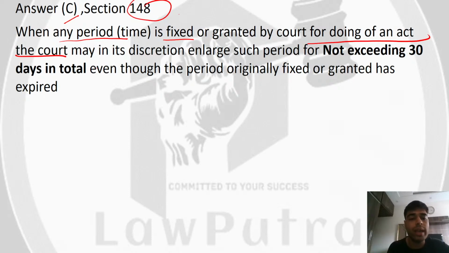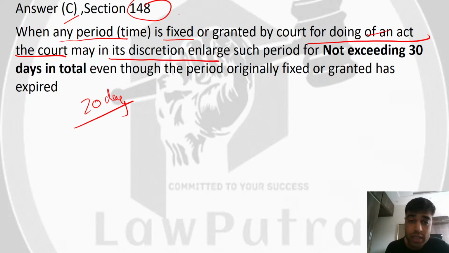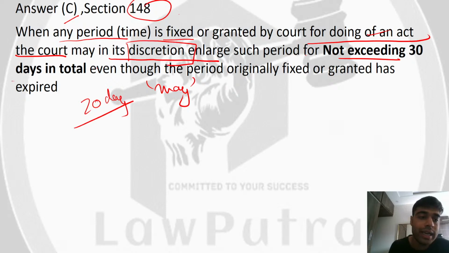So let's say the court says, okay, we'll give you 20 days. Within 20 days you have to deliver this particular property. That means for doing an act, now he's not able to do it. Then you have to file an application, and the court in its discretion, that means it is not a right, it is complete discretion, the court may enlarge such period not exceeding 60 days. That means if within 20 days this person is not able to do it, then the court can give another time for 30 days only.